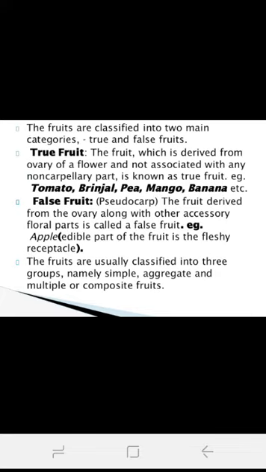Then fruits are broadly classified into 2 categories in a simple classification: true fruits and false fruits. A fruit derived from a fertilized ovary is known as the true fruit, and a false fruit is a fruit derived from the ovary along with some other accessory floral parts. For example, it may be thalamus, it may be pedicel, etc. So apple is considered a false fruit, tomato is considered a true fruit.